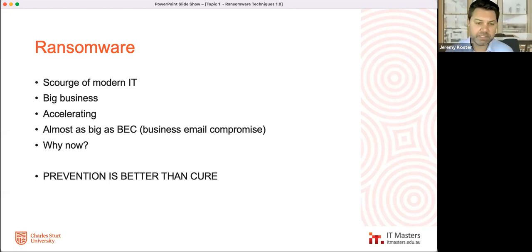Now, a principle I'd like to bring out is prevention is better than cure. I have been in environments where there has been an attempt to break in, and you want to be able to identify it at that stage before they actually do get in. And if they do get in, you want to clean it up quickly and get them out as fast as possible. Once they get a foothold, you're in a race against time.